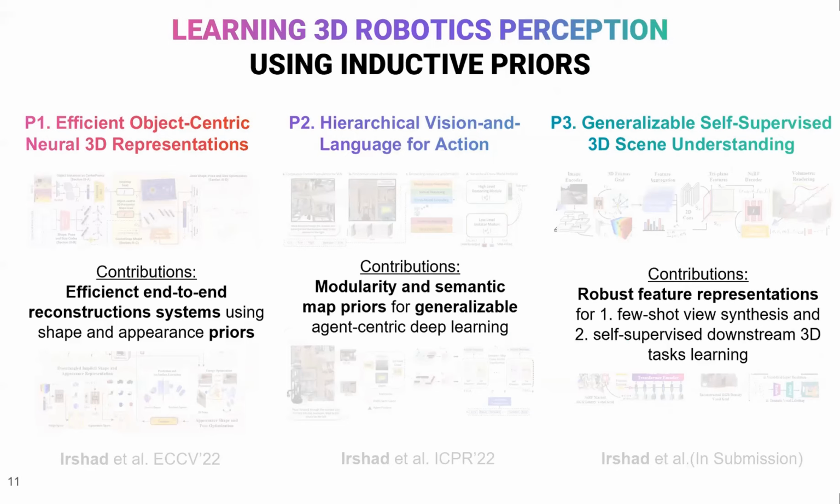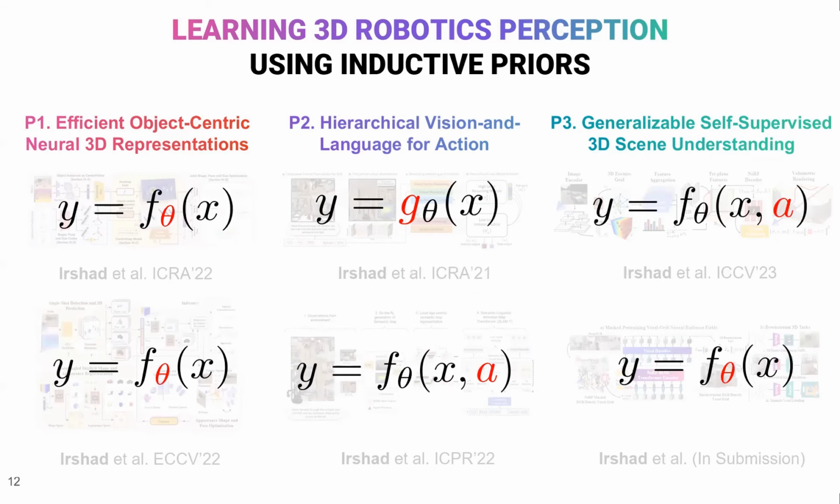So prior knowledge has been used in a lot of these scenarios, but as I highlighted earlier, the focus of this thesis would be on efficiency, especially for end-to-end systems in the first work, for modularity and improved generalizable systems in the second work, and for robustness of feature representations for important 3D tasks in the third work. More specifically, we will see how we can modify the traditional supervised learning paradigm, as we saw earlier, the big equation, and incorporate key changes to either the input, the network weights, the additional input of the neural network, as well as the network architecture, all while using key prior knowledge of how the world works.